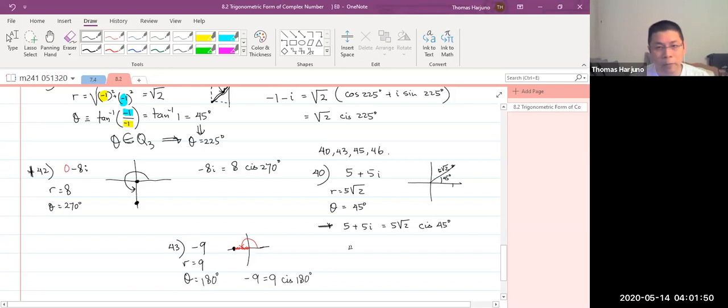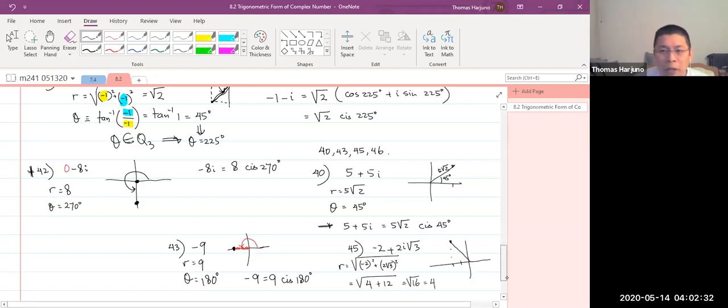Number 45 will make us a bit busy, because I cannot really tell right away. Maybe I can, but I'm not sure. Negative 2 plus 2i radical 3. So 2 to the left and 2 radical 3 up. I don't know what the r is, so I need to do the routine. Negative 2 squared plus 2 radical 3 squared is the square root of 4 plus 4 times 3, that's 12. So the r is 4.